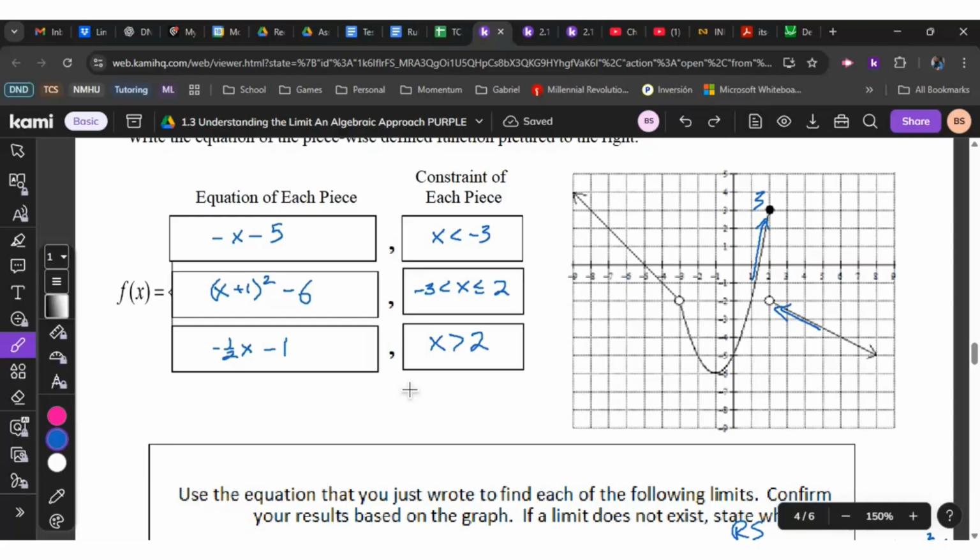What's up, Raquel? Because those are the boundary points, right? Here, this is at -3. Here, this is at 2. And that's where the three different functions came from.